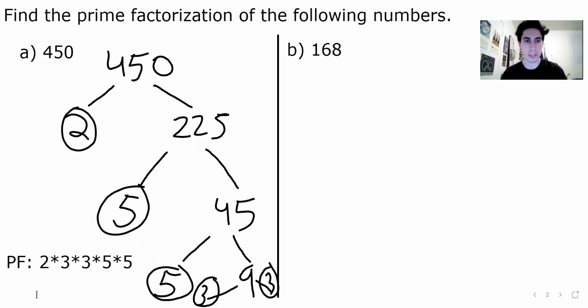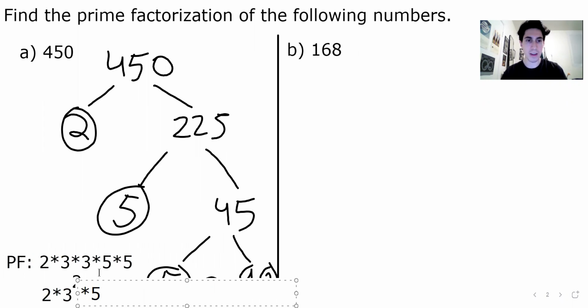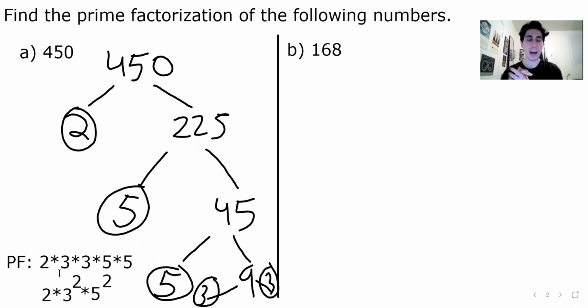We can write this using exponents as follows. 2 times 3 squared times 5 squared. The squared tells us there's 2 copies of 3 and 2 copies of 5 in the product. So 2 times 3 squared times 5 squared is 450.